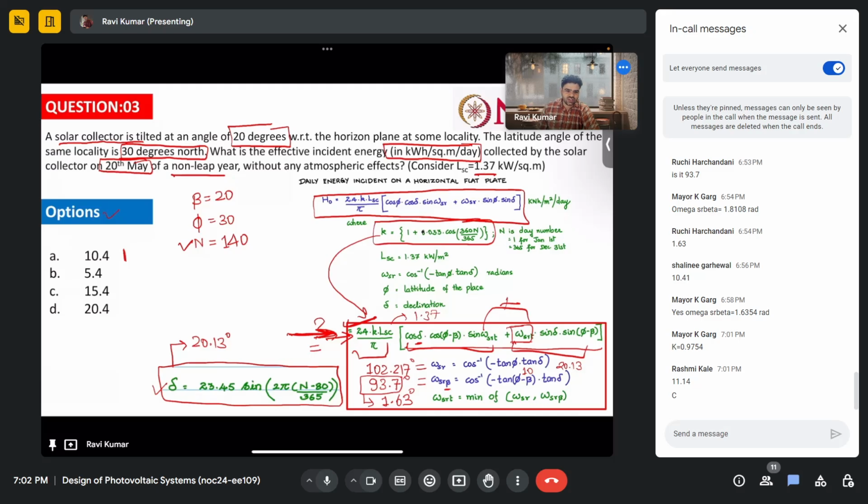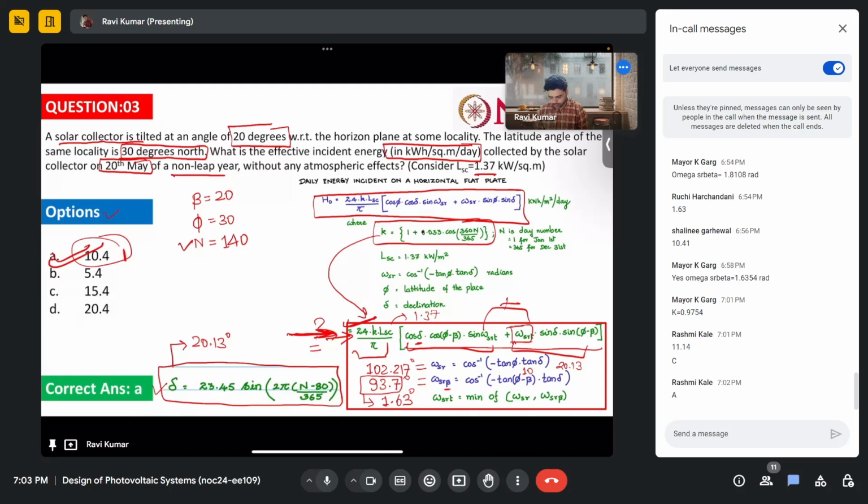C. Why not A? The distance between your answer and C is 4, and the difference between your answer and A is 1. Where is the minimum error? Yes, Rasmi, you should choose A. You can choose whatever you want, but you should choose A if you are getting 11.12. Okay, guys. So yes, A is the correct answer here. It is 10.4. Let's move further.